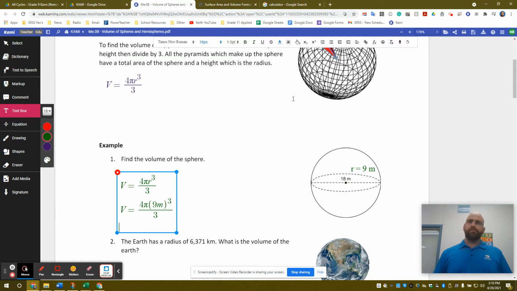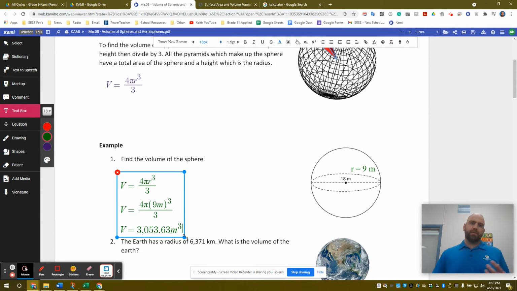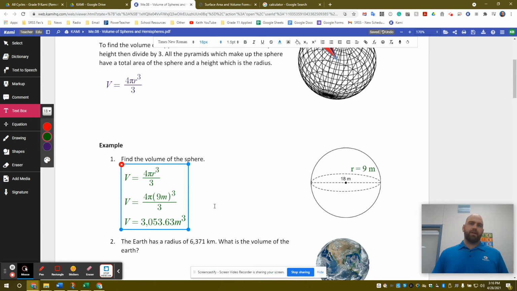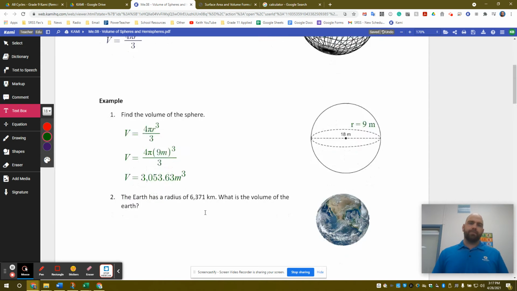And so our volume is equal to 3053.63 meters cubed. And again, cubic because it is volume. Okay, so cubic is because it's volume. So that's our volume. Again, it's just the radius. That's the only dimension that we need. We plug it into the formula and we come up with our volume.